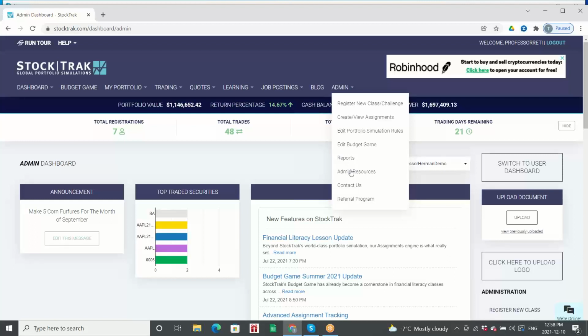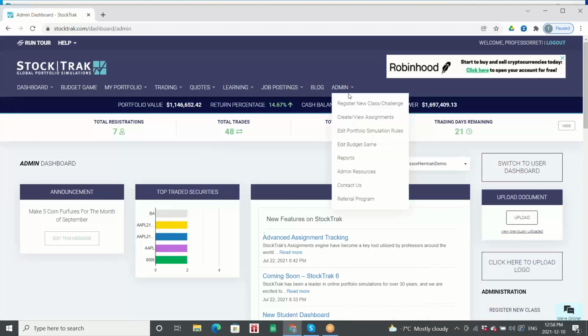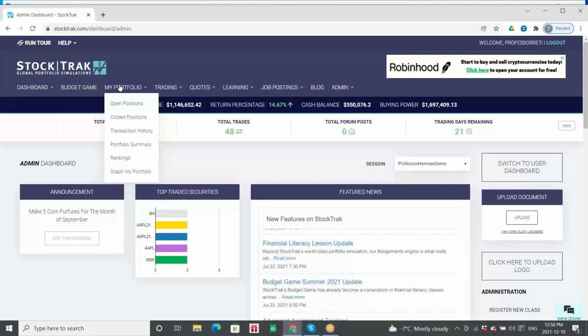And just in case you need some extra information, there's also a full section here on admin resources where you can look at other professors' syllabi and get tips and tricks on how to use StockTrak.com. So as I said, StockTrak.com is a virtual trading account that operates just like a real-time brokerage account. So considering you've set up your tournament already, we can then come and explore what are the pieces of a brokerage account that we emulate inside StockTrak.com.